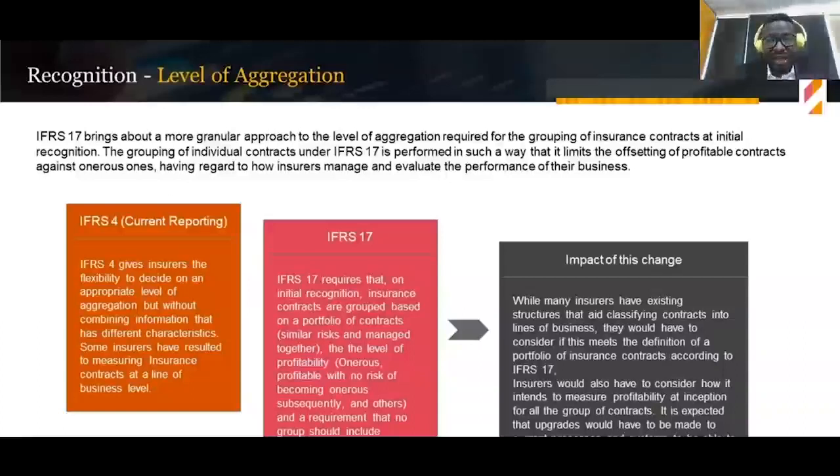So our systems, our data requirements, the processes that we have internally need to start speaking to these sort of requirements that IFRS 17 is introducing.